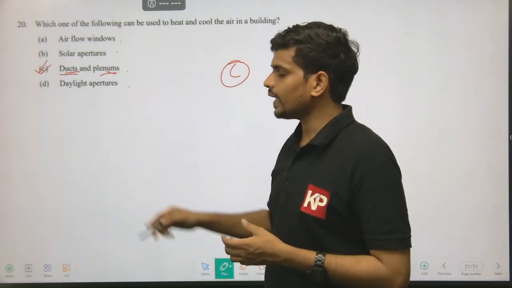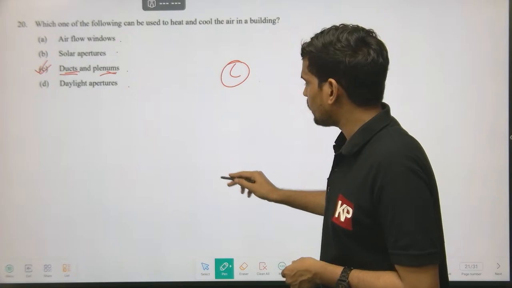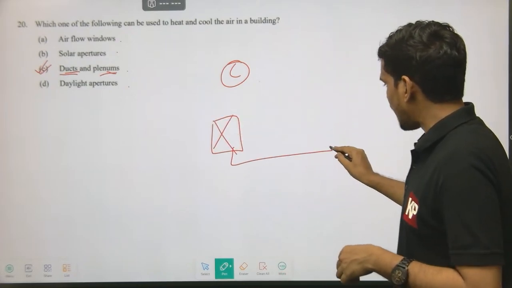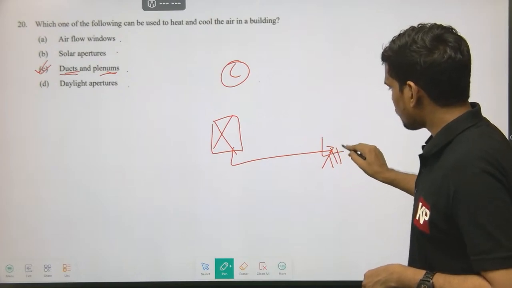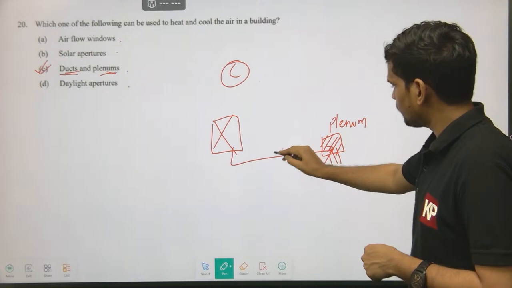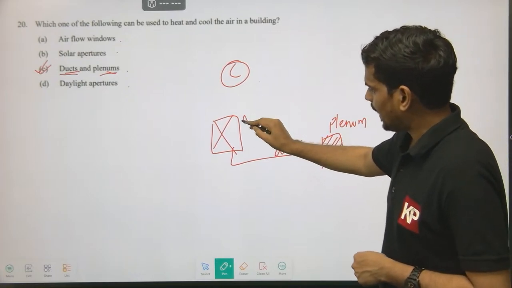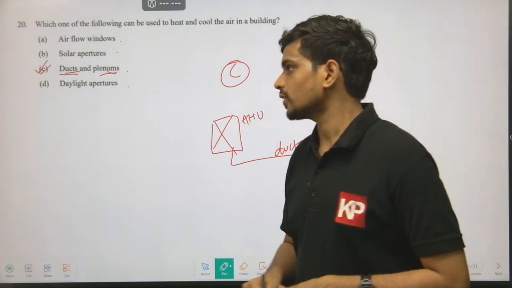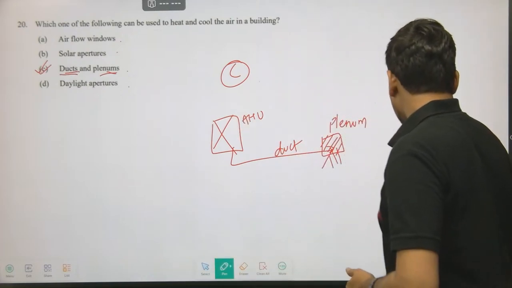So, plenum is basically a connection. It is something between the, if this is the air handling unit, you have a duct carrying and supplying the air. At the supply point, you have a plenum. So, plenum, ductwork, and the air handling unit are the elements which are interconnected in an HVAC system. So, C is the correct answer for this question.